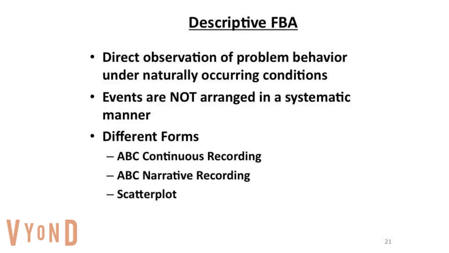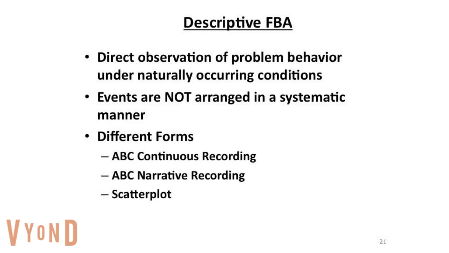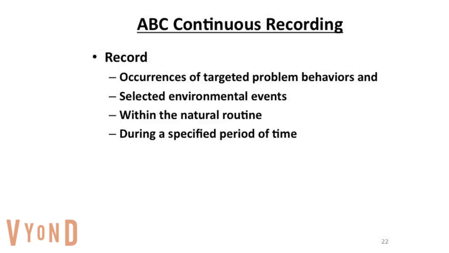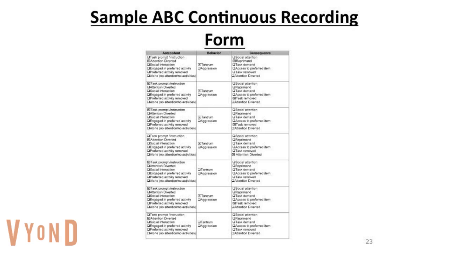A descriptive functional behavior assessment is when we directly observe a behavior in the natural environment. The events are not manipulated. The three different forms are ABC Continuous Recording, ABC Narrative Recording, and Scatterplot. ABC Continuous Recording records the antecedents, the behaviors, and consequences of a behavior in the natural routine. Here is an example of an ABC Continuous Recording form. Here you will see that the observer makes check marks in the appropriate boxes.